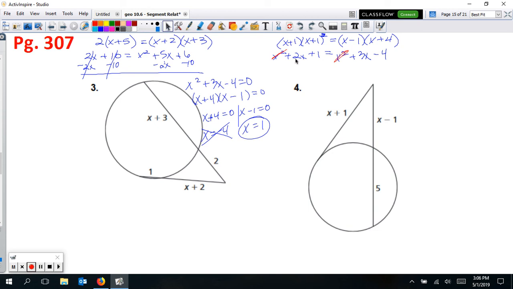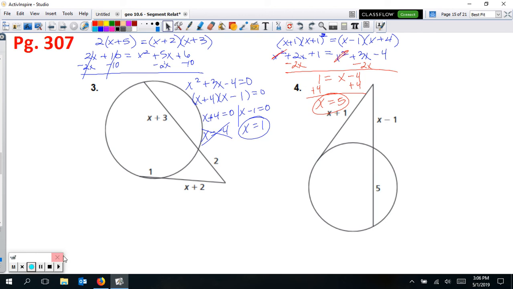So now I just have this equation. I'm going to go ahead and start solving for x here. Let's subtract 2x from both sides. Now it gives me 1 is equal to x minus 4. Just add 4 to both sides. It's going to give me 5 for x. So our answer for this one is just 5.